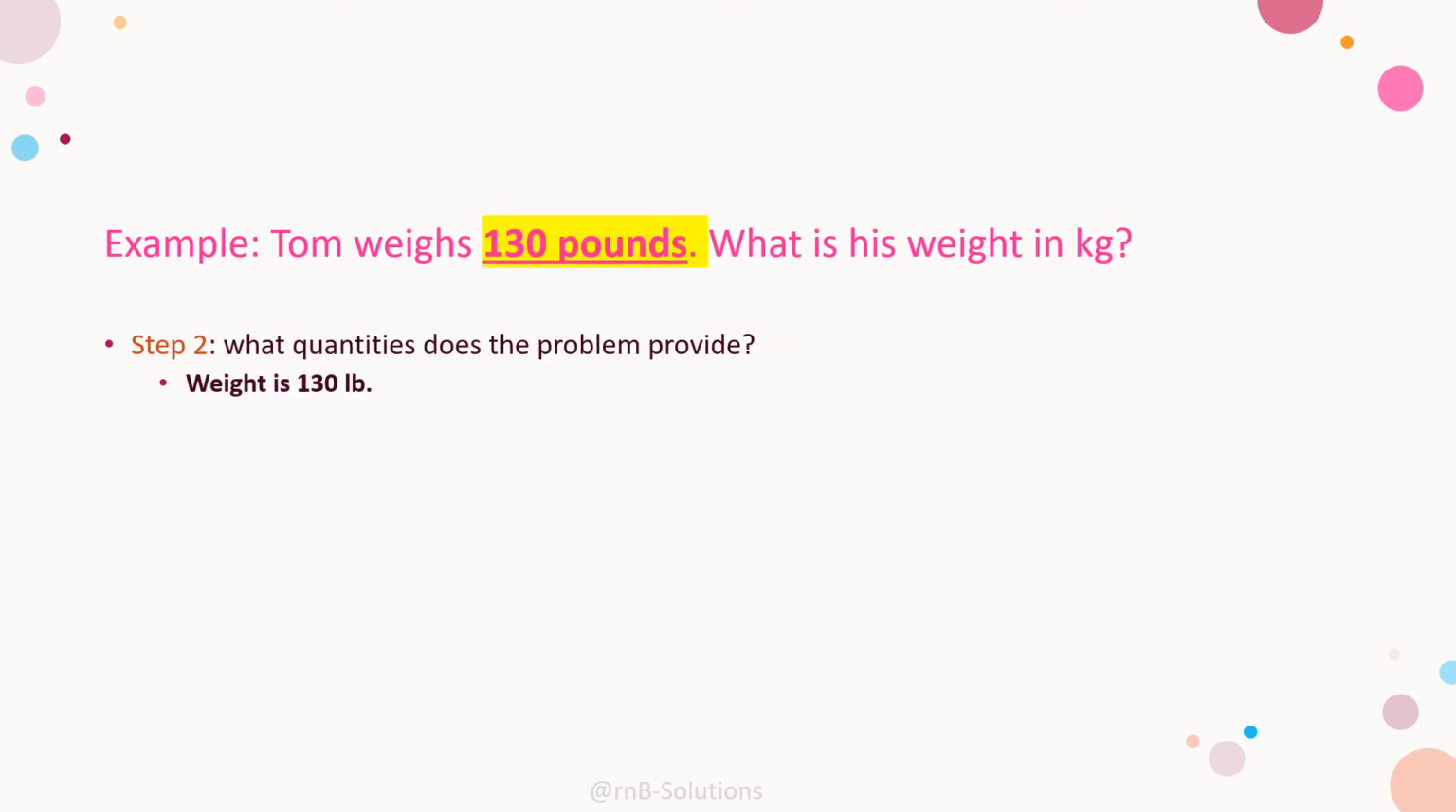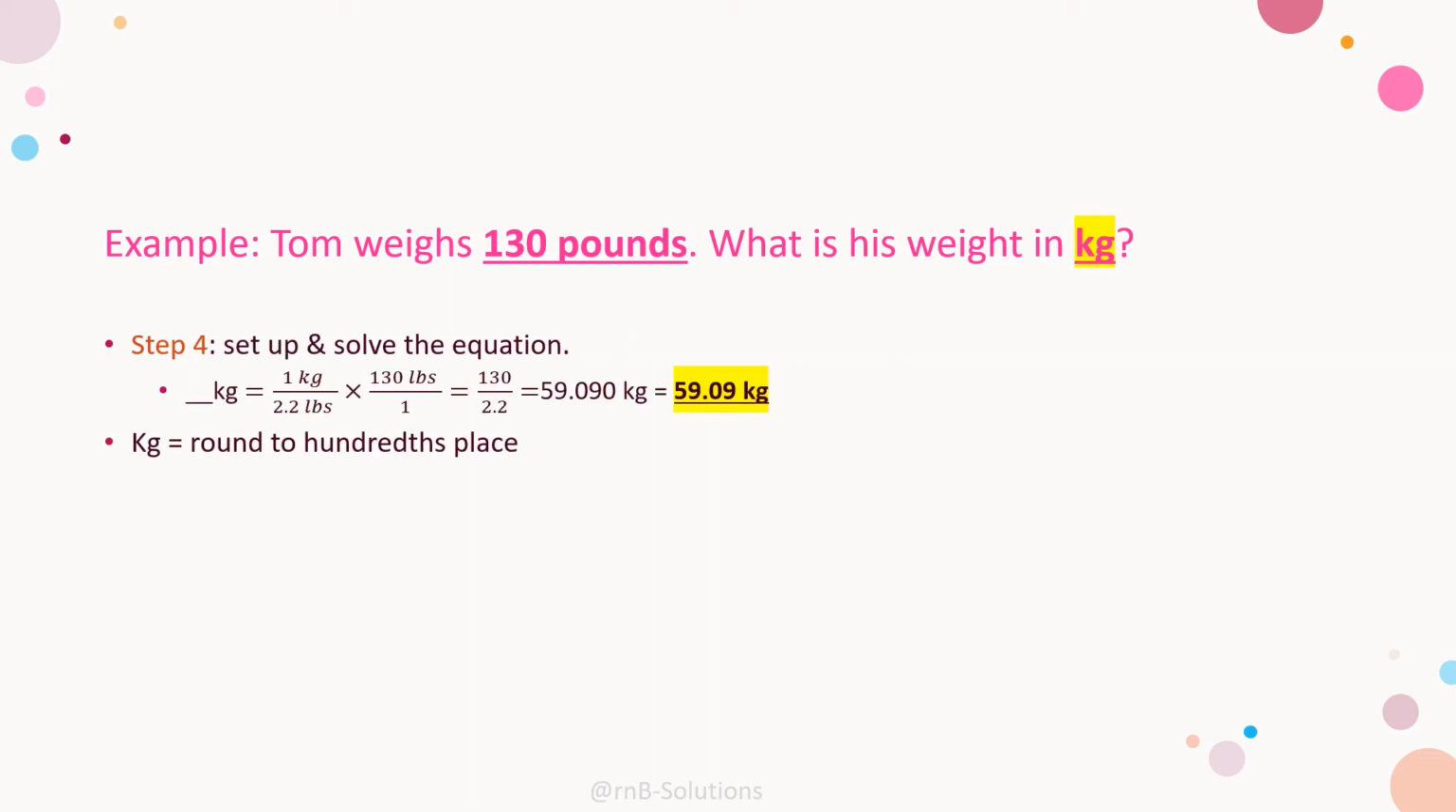Step 2, what quantities does the problem provide? The problem is telling you that Tom currently weighs 130 pounds. Step 3, do you need a conversion factor? Yes, you do. So 1 kilogram is 2.2 pounds. Now step 4, you set up and solve the equation.